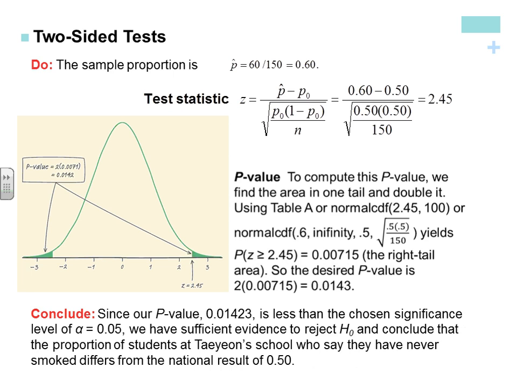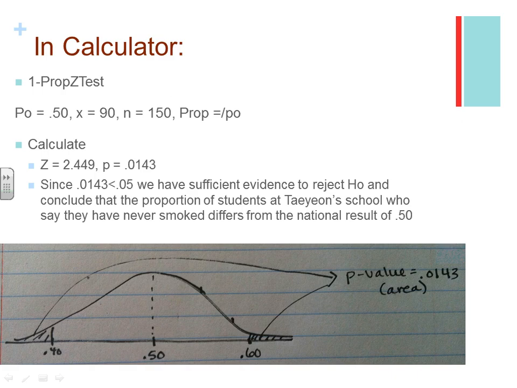Okay, so now that I have my p-value, 0.0143 is less than 0.05, the alpha that he chose to go with, because if it doesn't say, that's the one you usually pick. Okay, so this is statistically significant, and we have sufficient evidence to reject the null hypothesis and conclude that the proportion of students at Taeyeon's school who would say that they have never smoked differs from the national results. We don't know if it's less than or bigger than, but we know it's different.